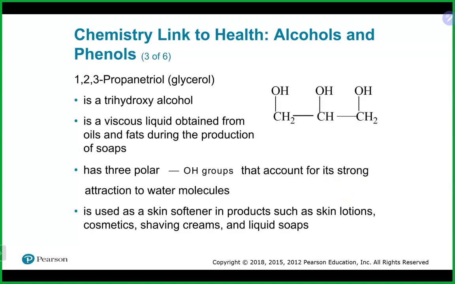1, 2, 3 propane triol, which is also known as glycerol. It is also used a lot; it's obtained from oils and fats during the production of soaps. It has 3 polar groups. By the way, when you have more than one OH on an alcohol, the more OHs you put up there, the more soluble something like that is going to be in water, because everywhere there's an OH group, it allows it to interact well with water. So it increases the solubility of it a lot as well.